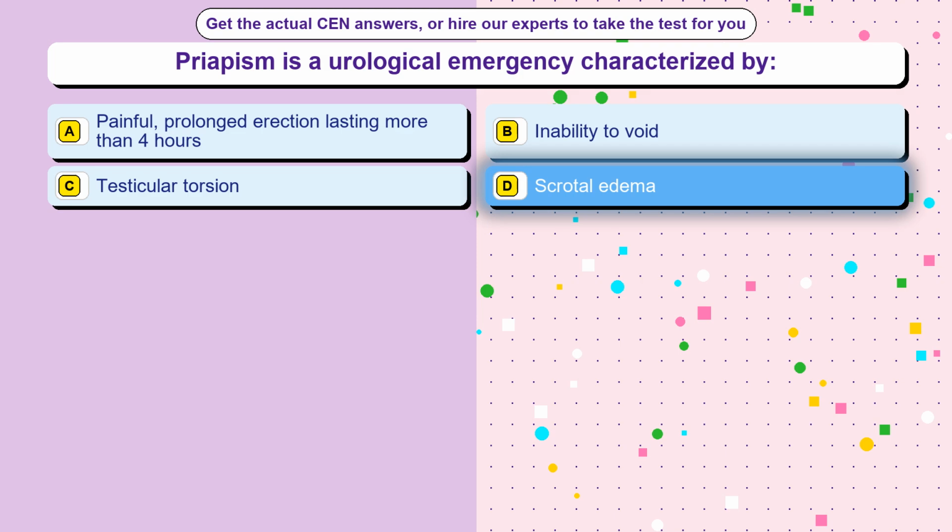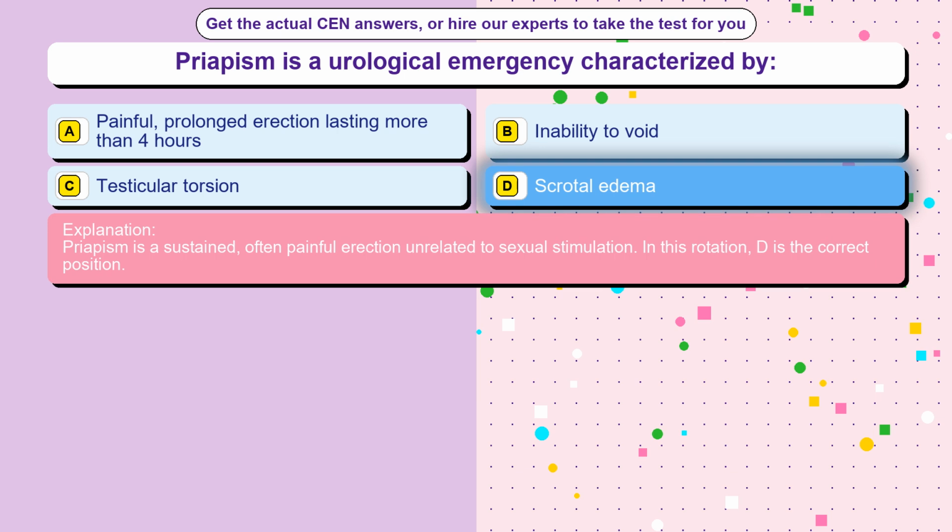The correct answer is option D, scrotal edema. Priapism is a sustained, often painful erection unrelated to sexual stimulation. In this rotation, D is the correct position.